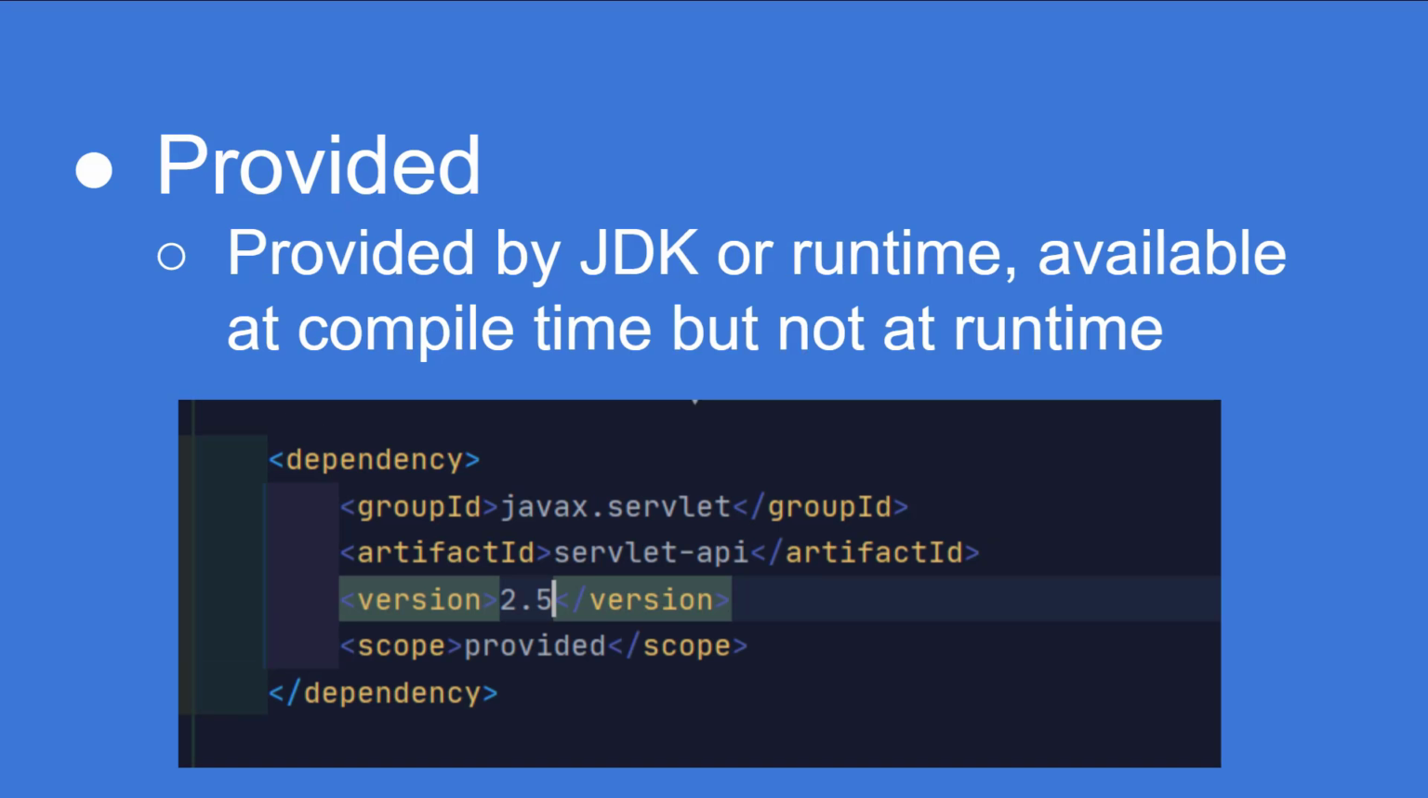The second one is provided, which is similar to compile but with small differences. A dependency with provided scope will be provided at runtime either by the JDK or the web server. A good example of a dependency using this scope is the servlet API dependency. The web server, which is running our project, provides the servlet API at runtime. So the dependency will be available in the class path of the project, but it will not be packaged into the jar file or war file.